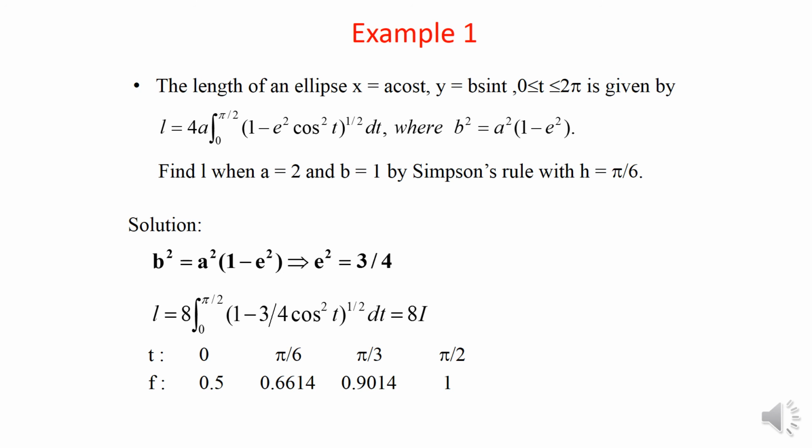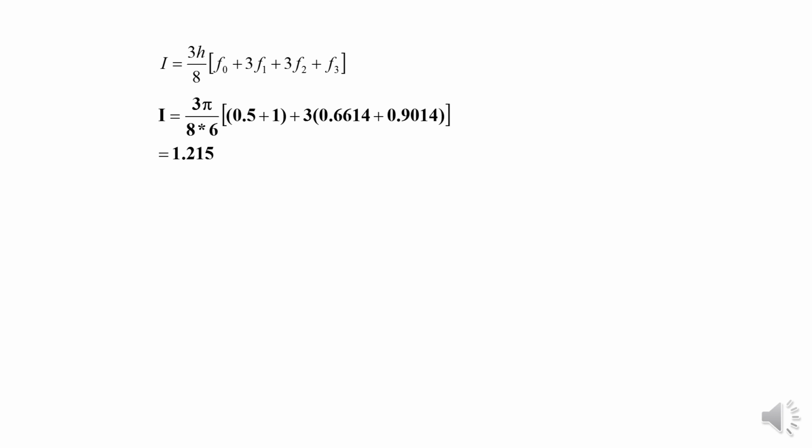Now we calculate values of f at each value of t, and we substitute here in this tabular form. Now we calculate I, that is by using Simpson's 3 by 8 formula. We put 3h by 8 [f0 plus 3f1 plus 3f2 plus f3] and we substitute these values here, we get value of I as 1.215. Now our integral was 8 into I, so we multiply it by 8 and get the value 9.7207. Thank you.